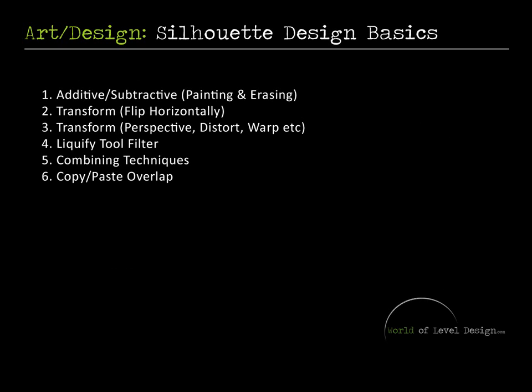So here are the 6 steps that we're going to go through. The first one is additive and subtractive, which is painting and erasing. The second one is transforming. Using various transformation tools inside Photoshop, we take the image and the silhouette and we flip horizontally, and we use the transform function. We play with perspective, we distort, and we warp. Then we use the liquefy filter. Then we combine various of the above techniques, and the last one we use the copy and paste overlap method.